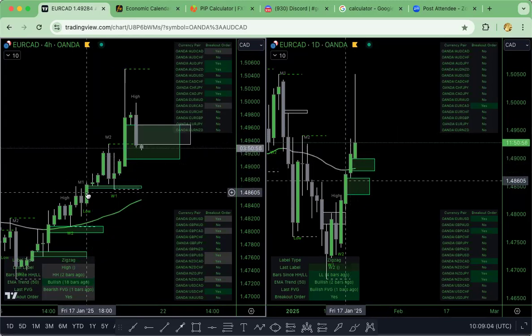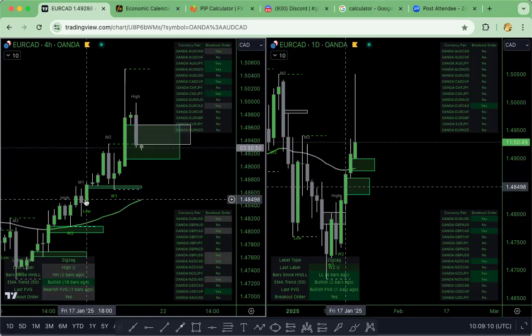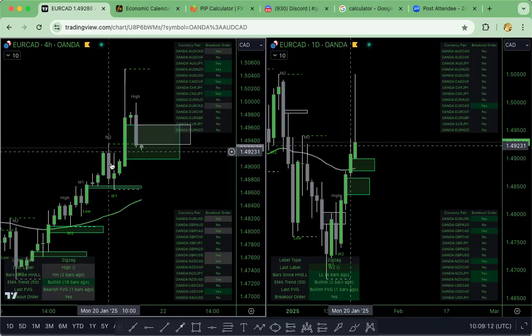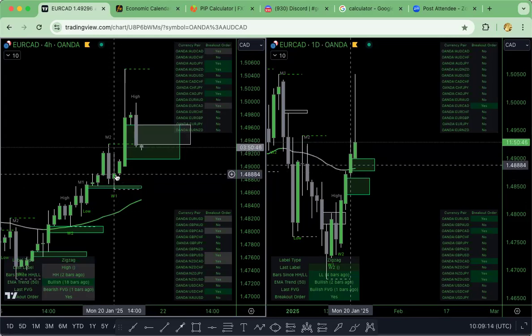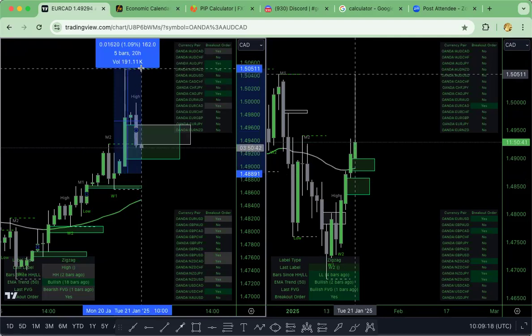When price action pulled back to an actual FVG, so three candles, 1, 2, and 3, price action pulled back to it in New York session. New York open gave you a W1 entry, and going into Asian session yesterday, that was a 162 pip trade.